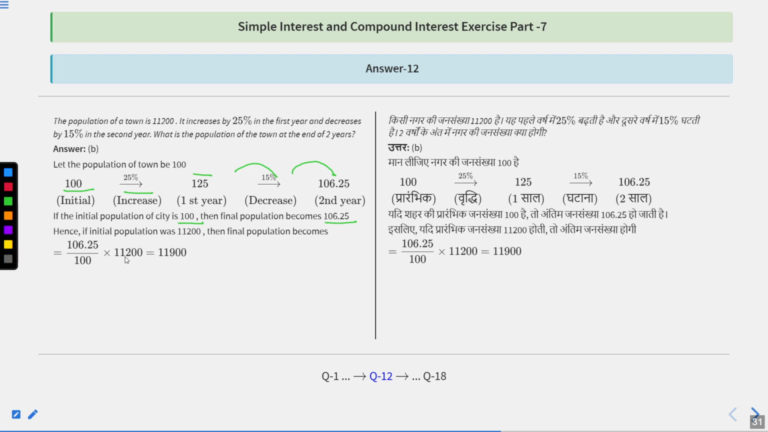So if the initial population is 11,200, so what will be the final population? So 106.25 upon 100 multiplying by 11,200. So it will become 11,900 population in 2 years. Clear? B is the correct answer. Next one.